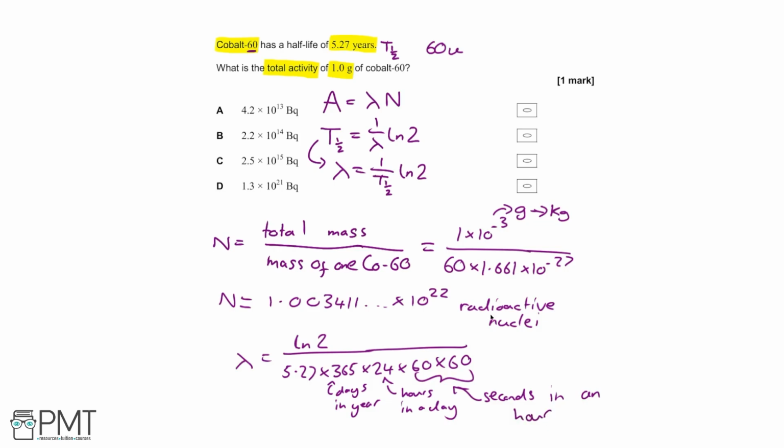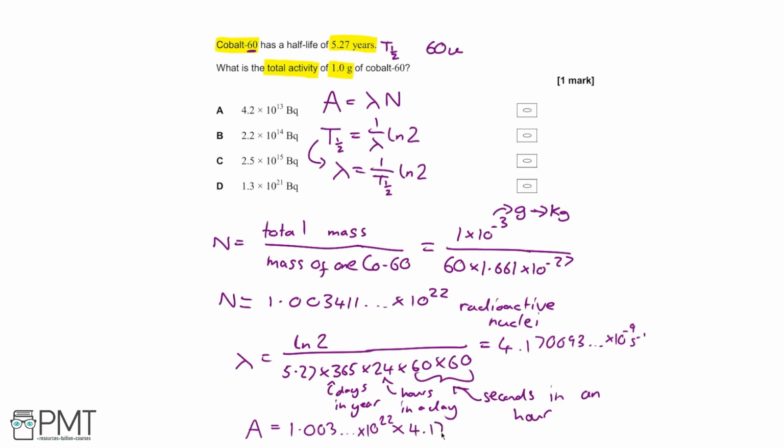So doing all of those conversions, we find that lambda is equal to 4.170693 times 10 to the minus 9 per second. Therefore, we can calculate the activity A as the product of these two numbers. So A is equal to 1.003 times 10 to the 22. Remember, we should use our unrounded answers here to avoid making any rounding errors.